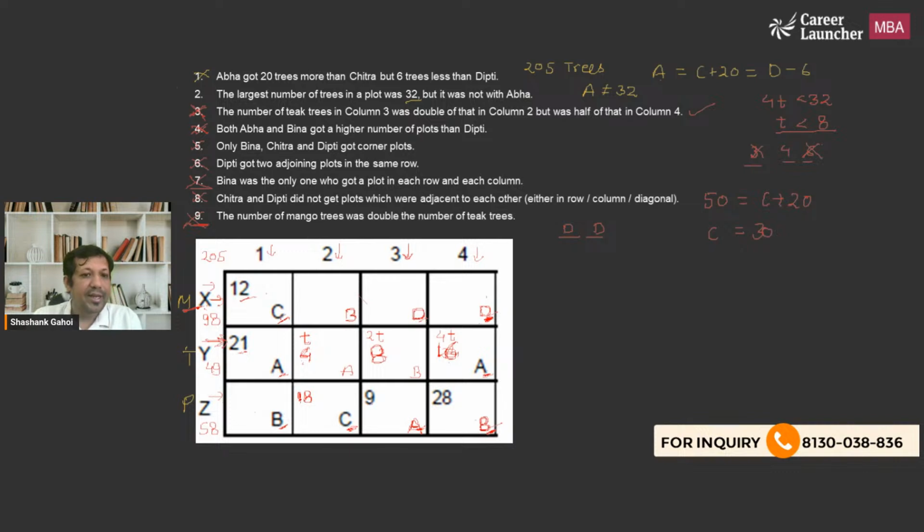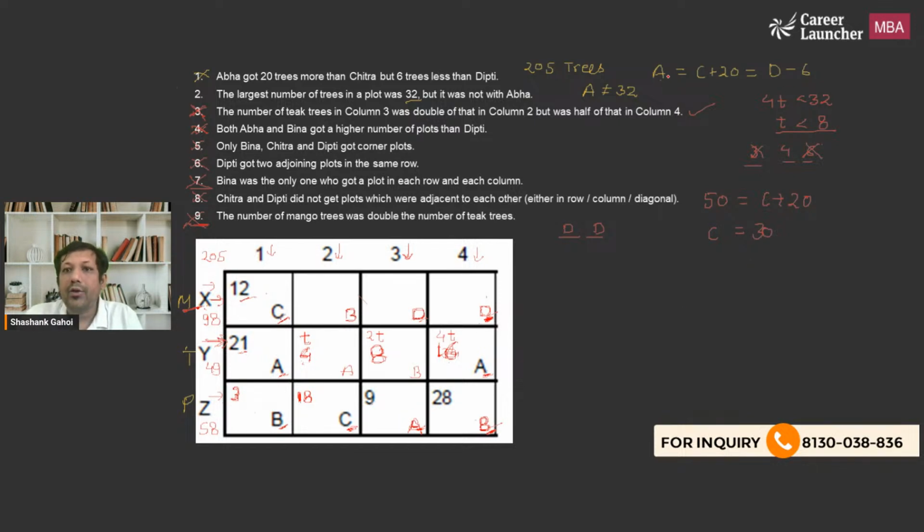So this is the arrangement we have received. Basically 18 plus 9 is 27. 27 plus 28 is going to be 55. So this is going to be 3. So this arrangement we have received.